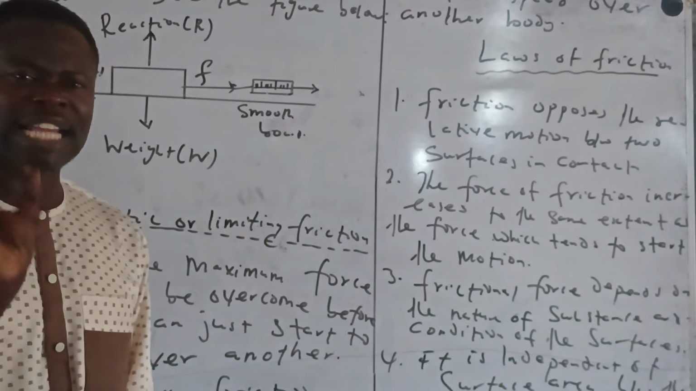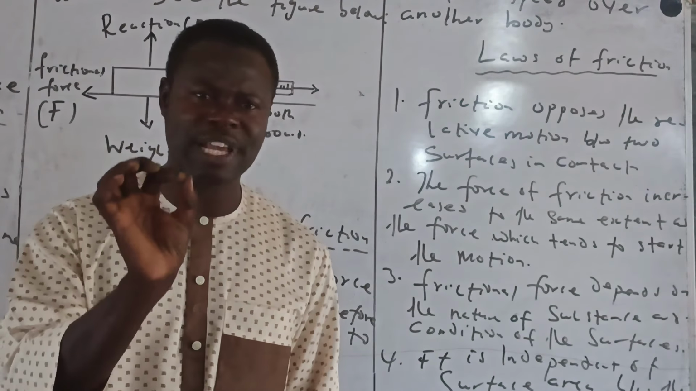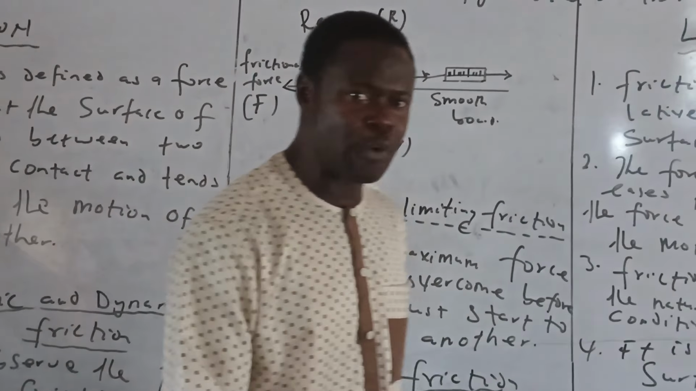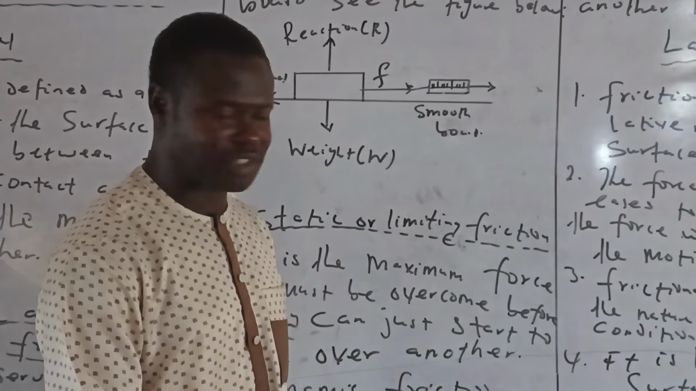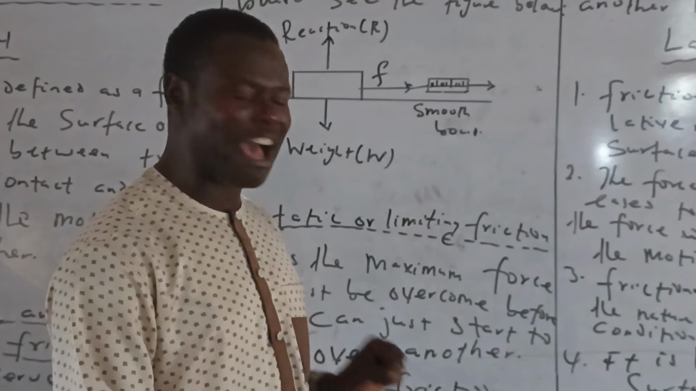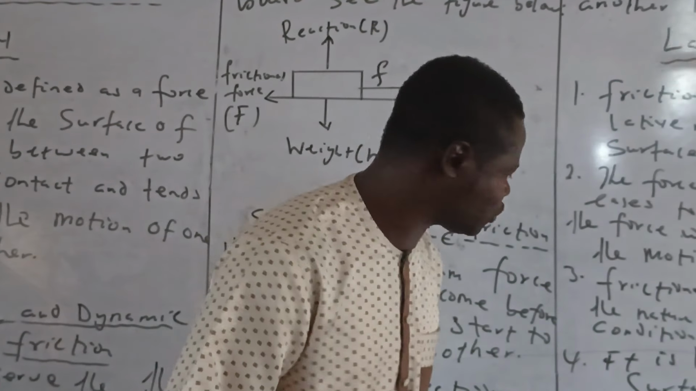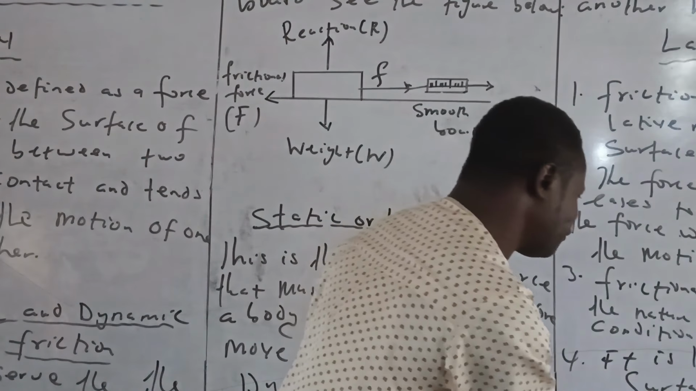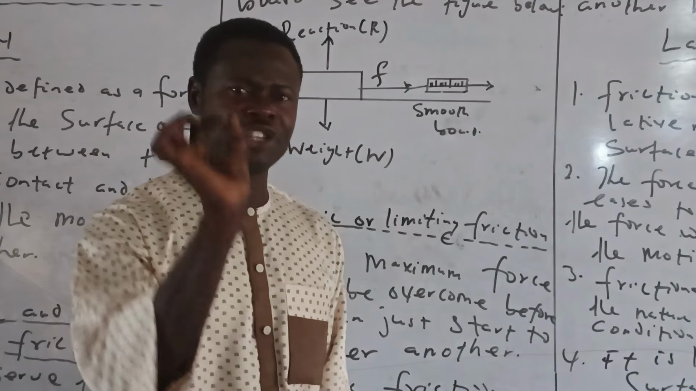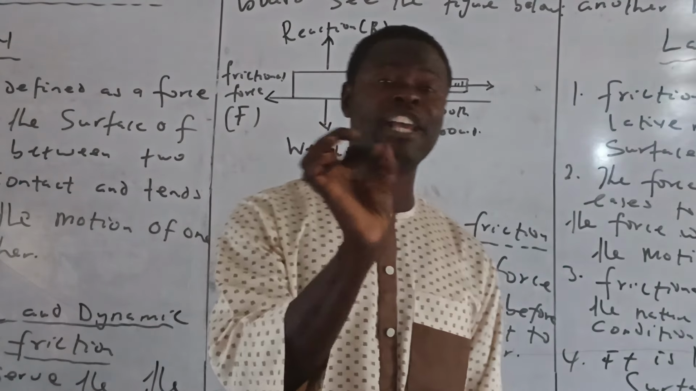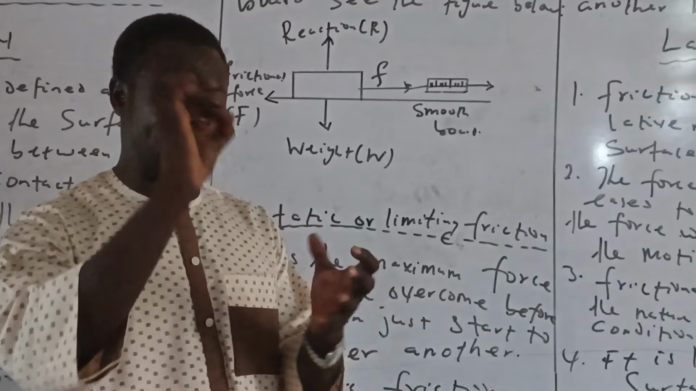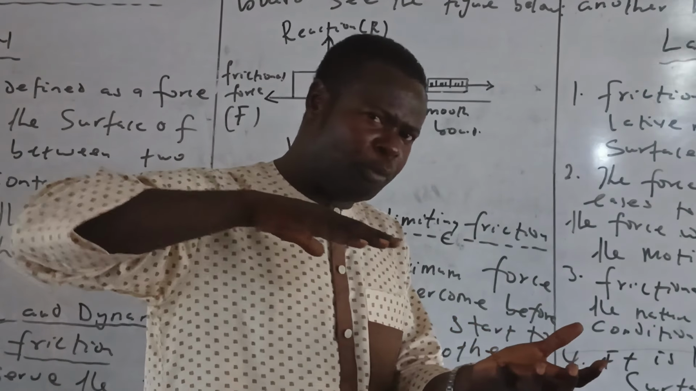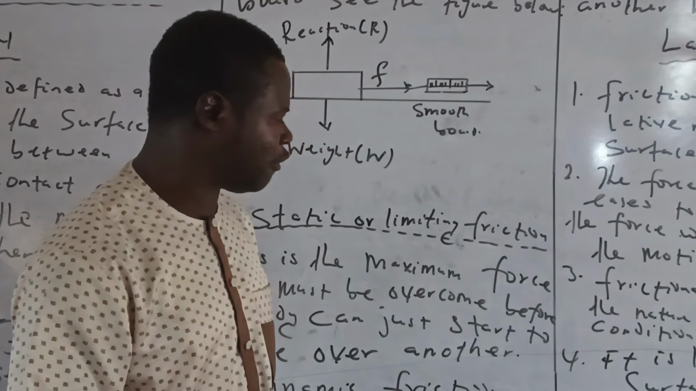Number 3, we say frictional force depends on the nature of the surface of an object. Now, we have different types of surfaces. We have rough surfaces, polished surfaces, and slippery surfaces. These are the surfaces that can affect the frictional force. Number 4, it is independent of the surface area in contact. That is to say that even if the area is small or big, if the surfaces are brought in contact and moved together, there will be frictional force.